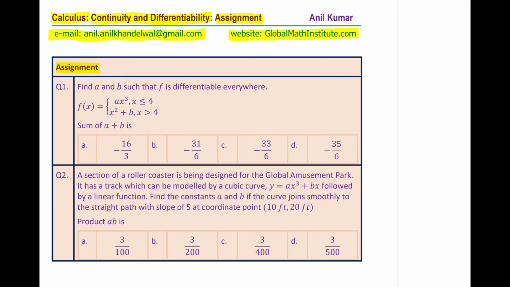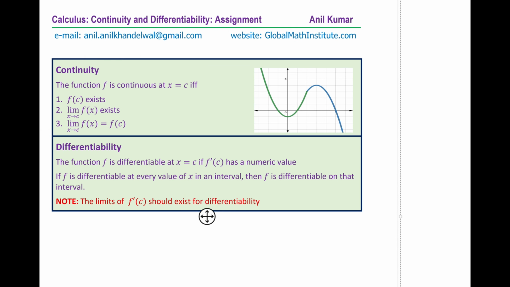These questions are based on the concept of continuity and differentiability, as you know. Let us revisit what continuity is. A function f is continuous at x equals c if and only if the value of the function at c exists, the limit of the function exists, and the limit is also equal to the value of the function. So these three are the conditions for the continuity of any particular function.